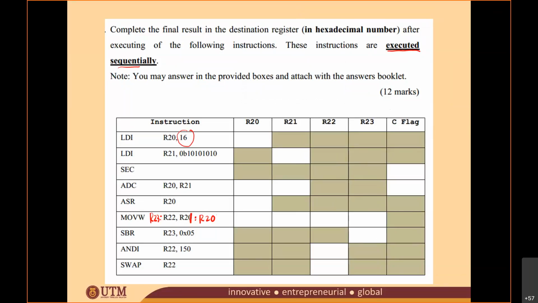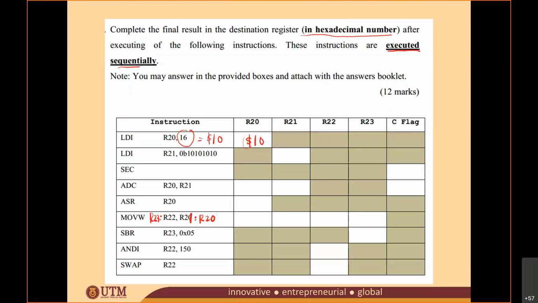Then you will get what value here? 10. Is it correct? This is equal to 10. So R20 now will have 10. So you put the number 16 into your R20, and if converted to hexadecimal, you will get 10. Make sure that the value here is 10. Don't put 16. If you put 16, then the answer will be wrong, because the question asks you to put all the answers here in hexadecimal numbers.